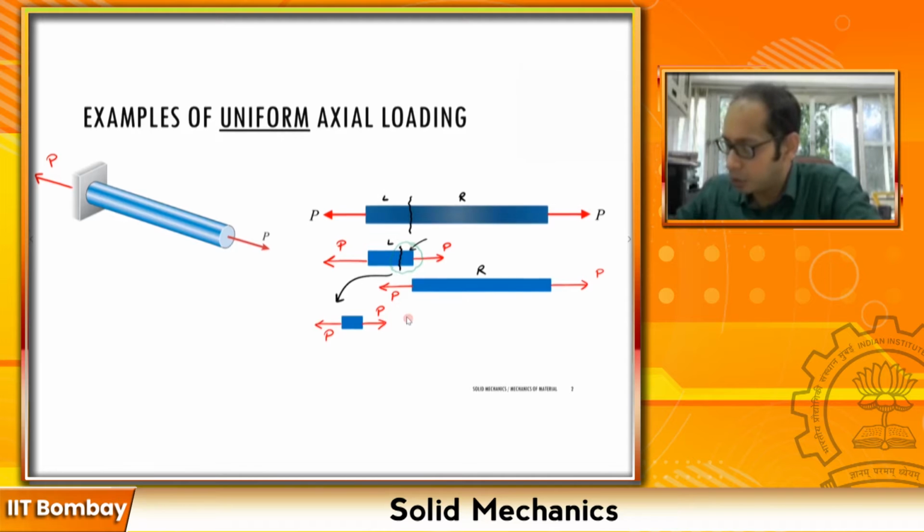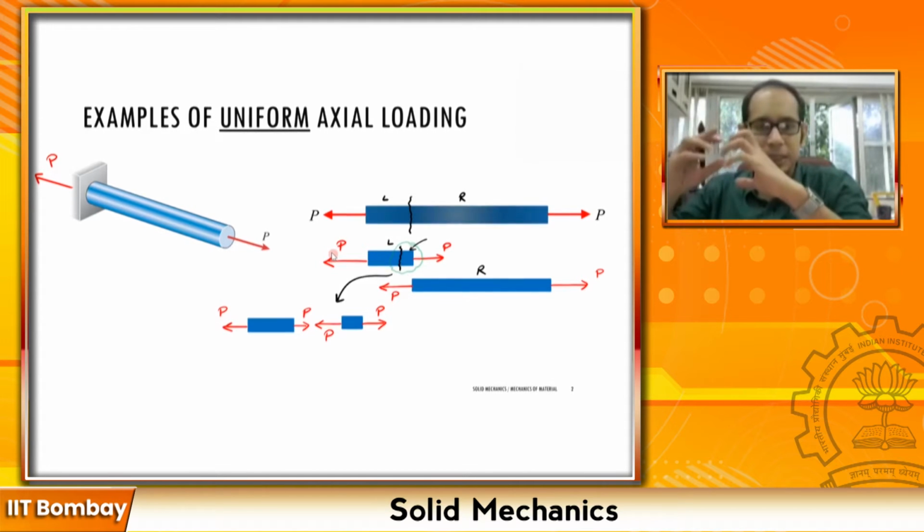So maybe I draw this particular left half of this small chunk that I have. If I have to draw that one again, I will have something like this, where to balance this P I will have a P over here, and the original P is already here, right? So essentially it's a self-balancing system.